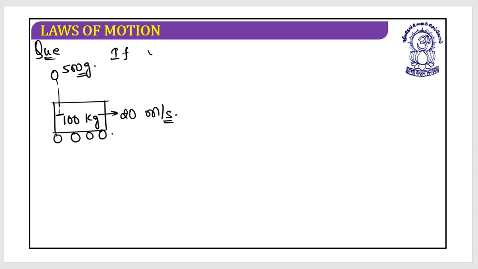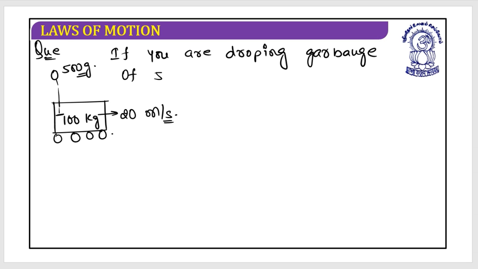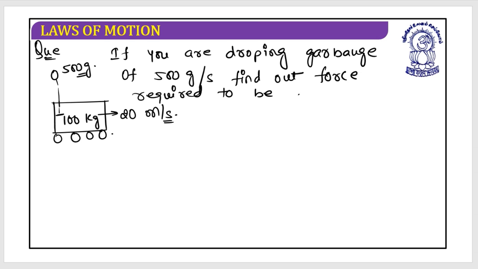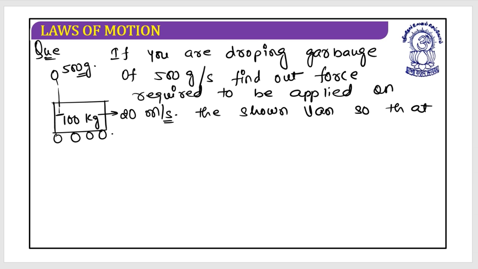So if you are dropping garbage of 500 gram per second, find out the force required to be applied on the van so that it can move with a speed of 20 meter per second. Yes, this is the requirement initially.